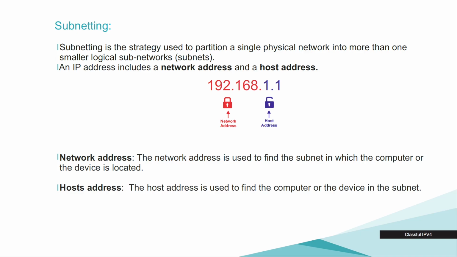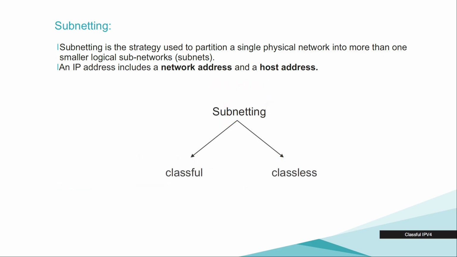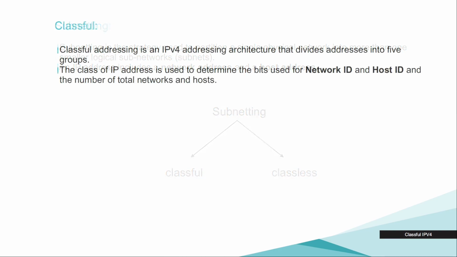So let's ask a question here. Which part of the IP address will be the network address, and which part will be the host address? Should we choose 8 bits as the network address and the rest of the address be the host address? Or should we choose 16 bits as the network address and 16 bits as the host address? So for subnetting, we can use one of 2 methods. We can use classful subnetting, or we can use classless subnetting. For today, we're going to speak about classful subnetting, and classless subnetting will be in the next video.